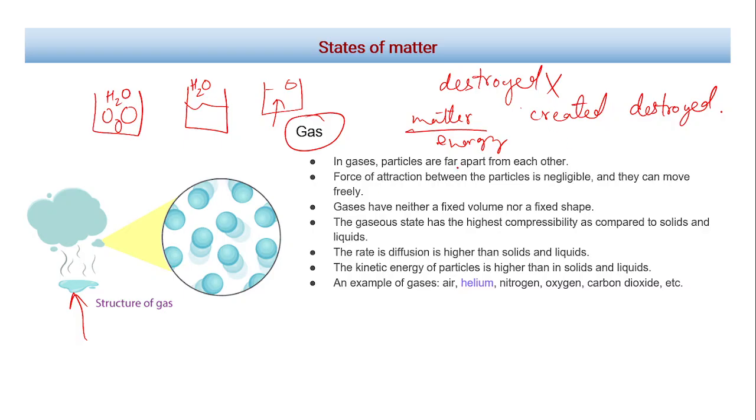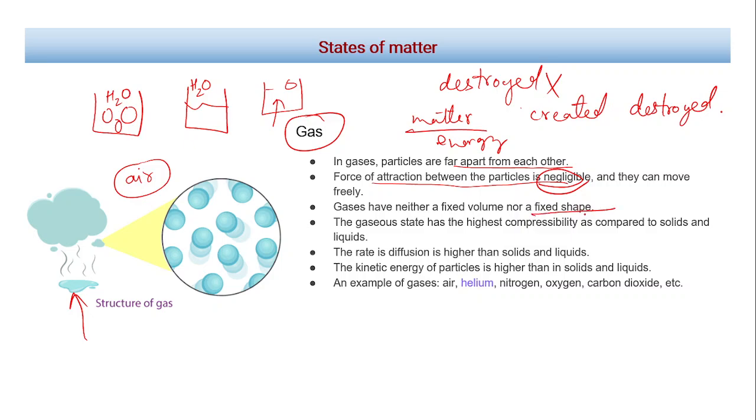So okay, in gases the particles are far apart from each other. The force of attraction is negligible, that's why they are able to get so far apart from each other, and they can move freely, as we see in air or any gas around us. Gases have neither fixed volume nor fixed shape.